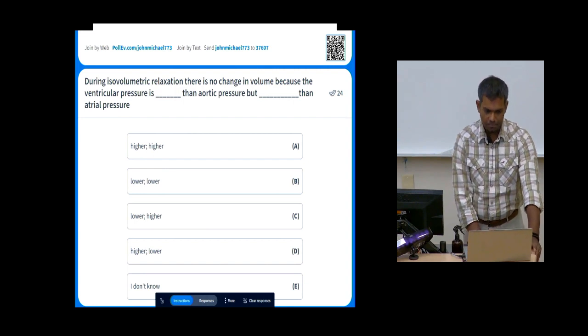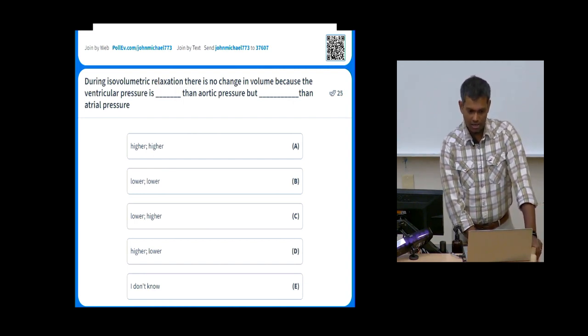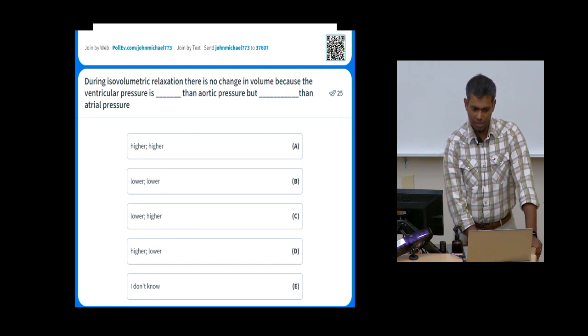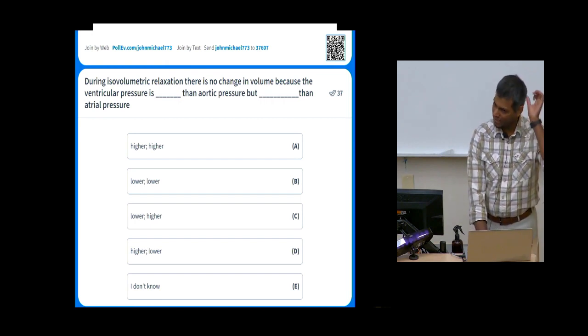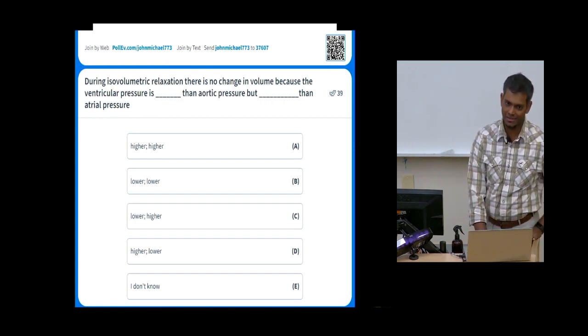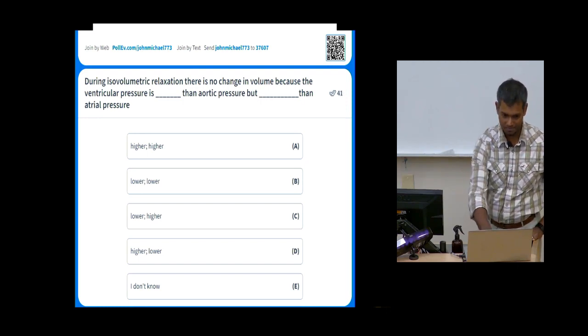Okay, moving on. During isovolumic relaxation, there is no change in volume because the ventricular pressure is blank than the aortic pressure but blank than the atrial pressure. So is it higher, higher, lower, lower, lower, higher, higher, lower? What is it? So again, in questions where you have multiple blanks, try to fill it out by yourself and then look at the options.